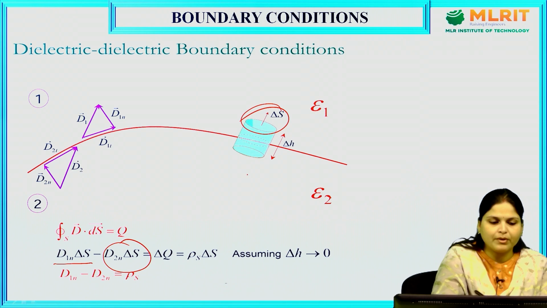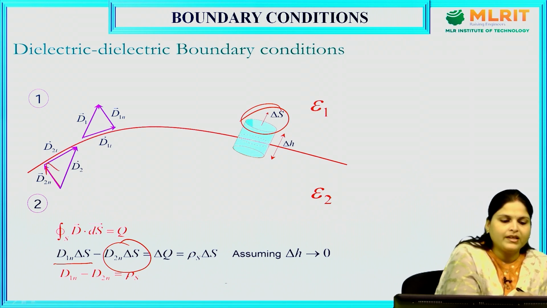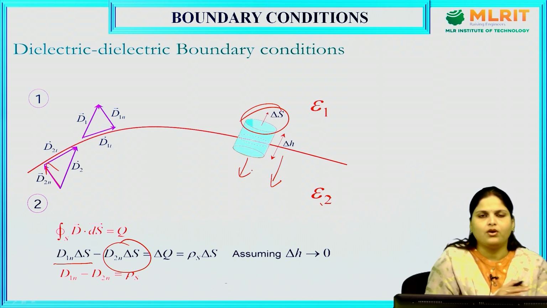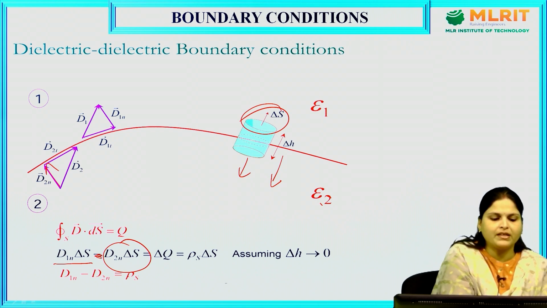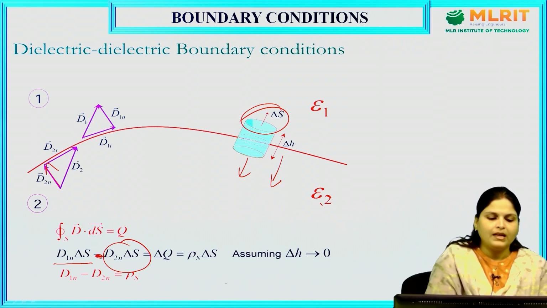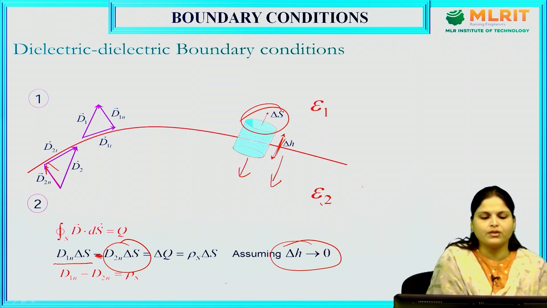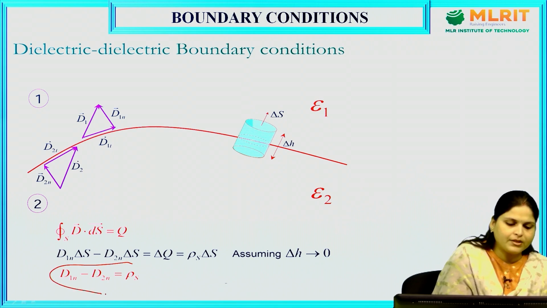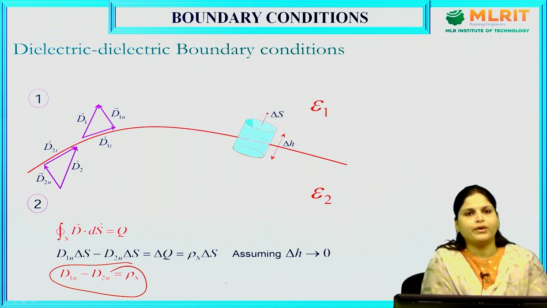But again, because our D2n is in the upward direction, but here we are taking the opposite direction, this term becomes negative. And the third component is for the side, but here we are considering delta h tends to 0, so that term will not be taken, and ultimately we get D1n minus D2n is equal to rho s.